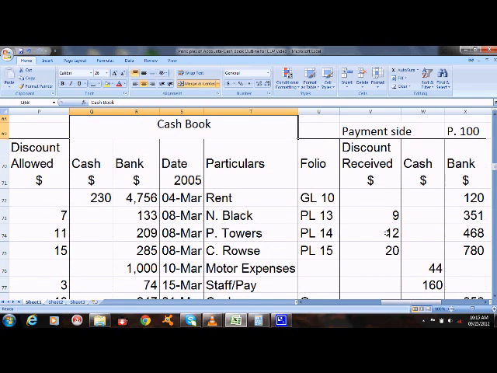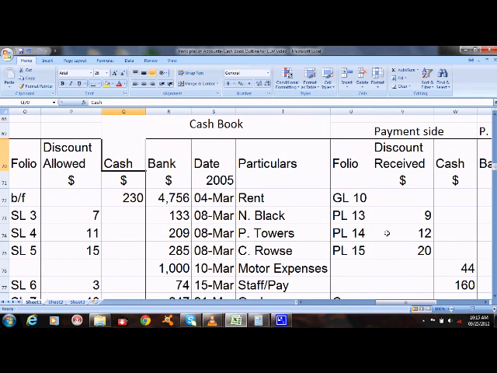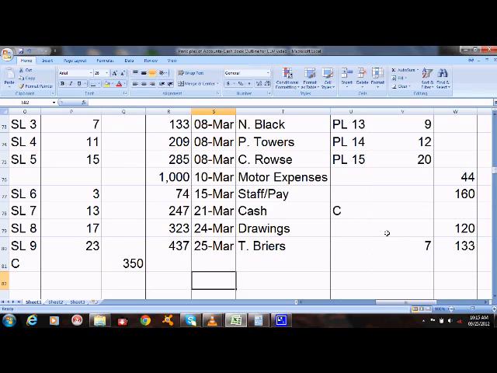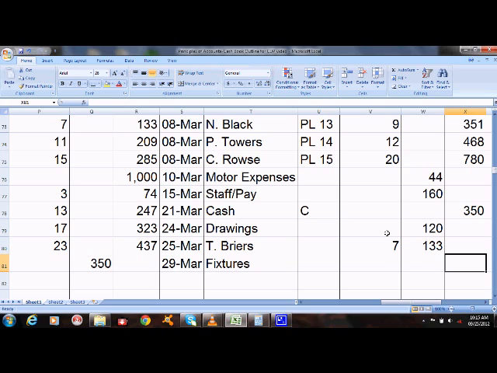Therefore the bank account will be decreased, and because we bought fixtures paying by check, we are dealing with both fixtures and the bank account. So therefore you will have March 29, fixtures, and the amount is 650. That goes under the bank column because we said paying by check.